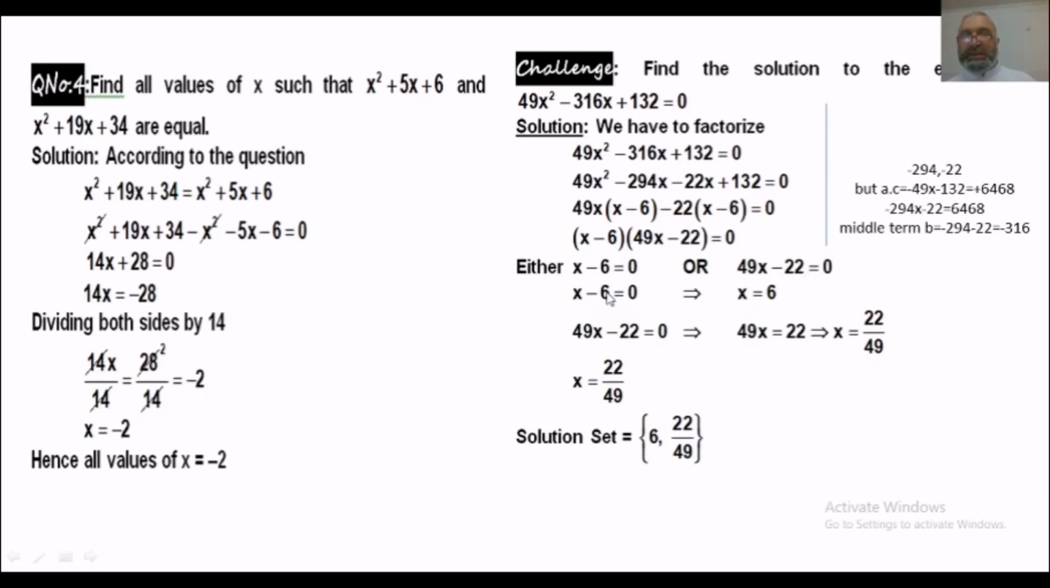So solving this, x minus 6 is equal to 0 implies x is equal to 6. And 49x minus 22 is equal to 0. Transferring 22 to the right side, we get 49x is equal to 22, or x is equal to 22 by 49. Thus we get two roots, the solution set 6, 22 by 49.